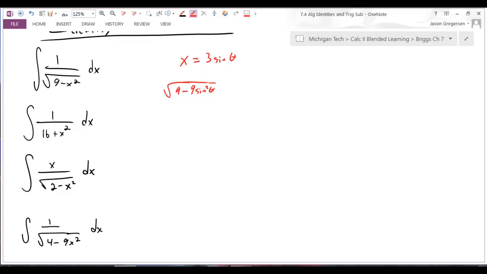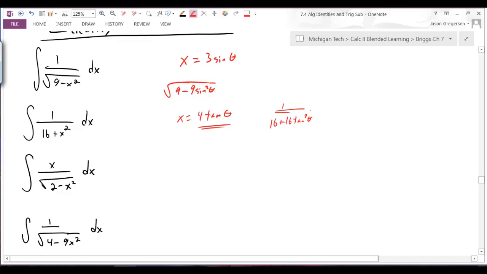What about the next one? x equals 4 times tangent of theta. When I plug that in the denominator, I'll get 1 over 16 plus this thing squared, 16 tangent squared theta. Factor out the 16 and I have 1 plus tangent squared, which is secant squared. Taking the two terms and condensing it to one term.